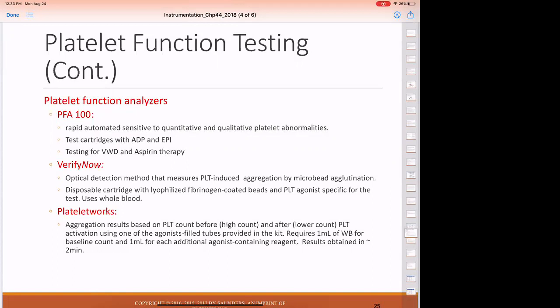With Verify Now, you're looking at optical detection methods that measure platelet-induced aggregation by microbead agglutination. It uses a disposable cartridge with lipophilized fibrinogen-coated beads and platelet agonists specific for the test. This instrument uses whole blood. In PlateletWorks, the aggregation results are based on platelet counts before and after platelet activation using one of the agonist-filled tubes provided in the kit. It requires 1 ml of whole blood for baseline count and 1 ml for each additional agonist-containing reagent. The results for this test are obtained in about 2 minutes.